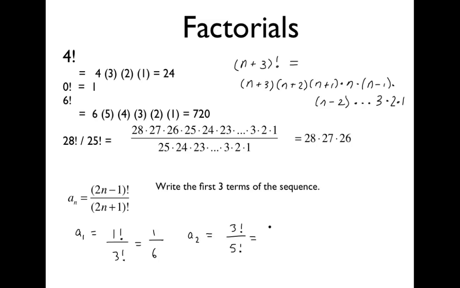Right. So, and we could also see this as 5 times 4 times 3 factorial, right? So this would be 1 over 20.